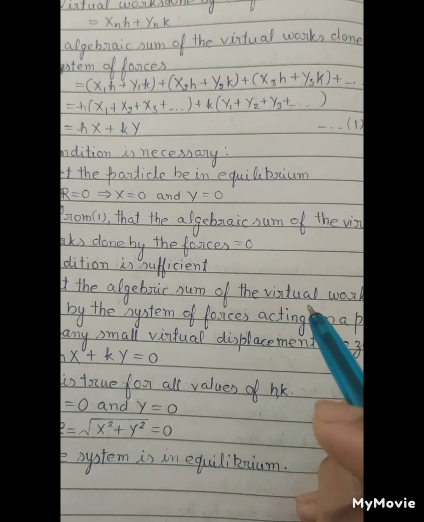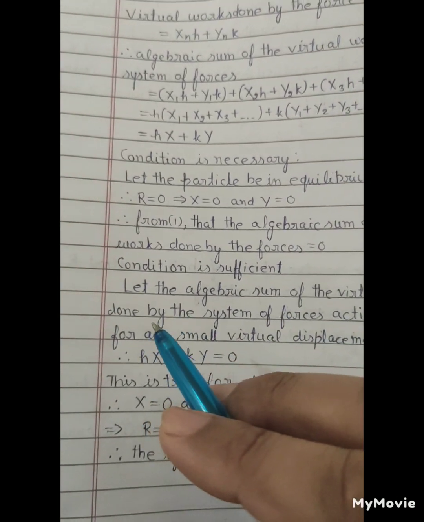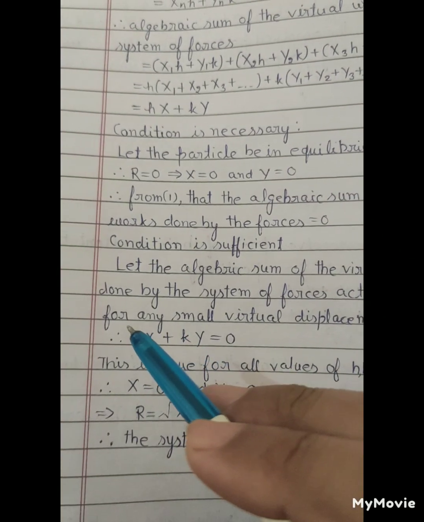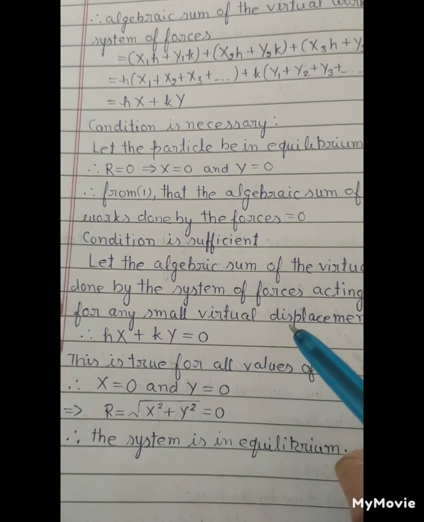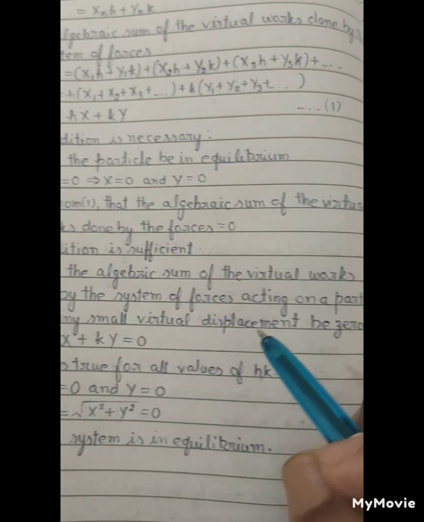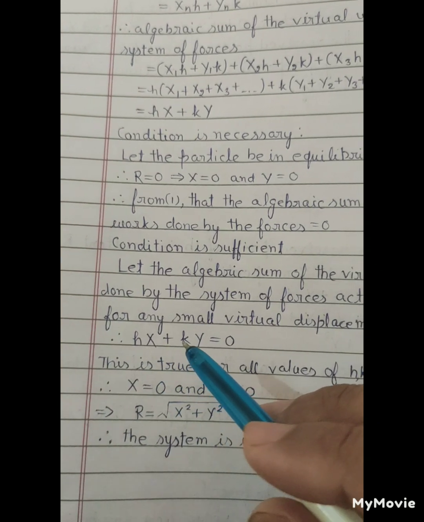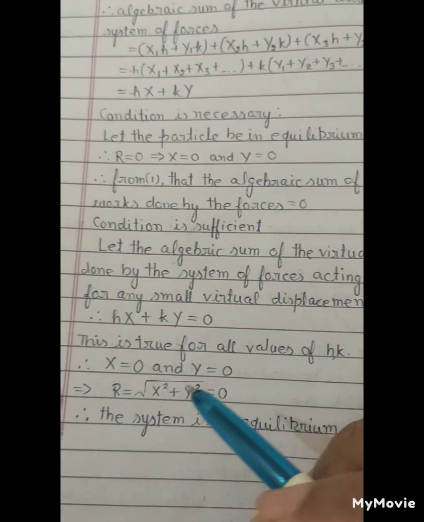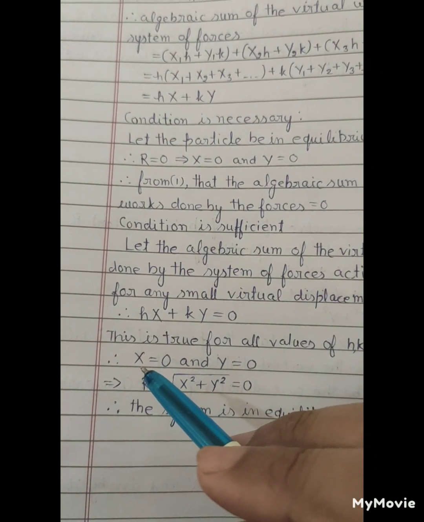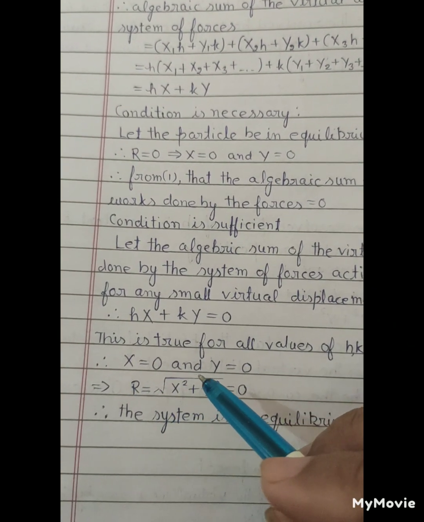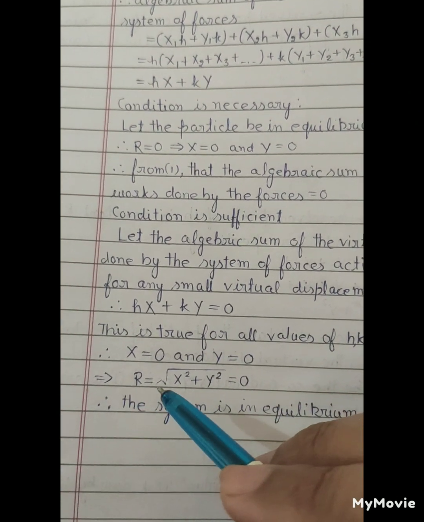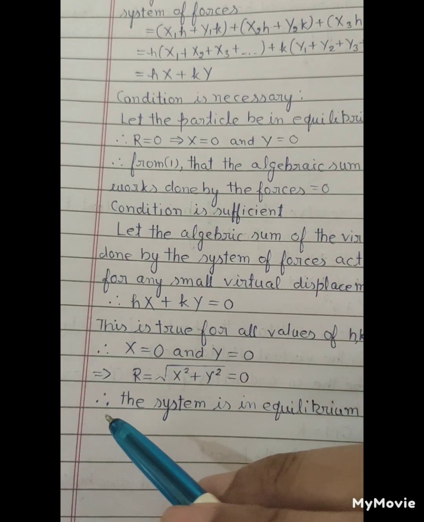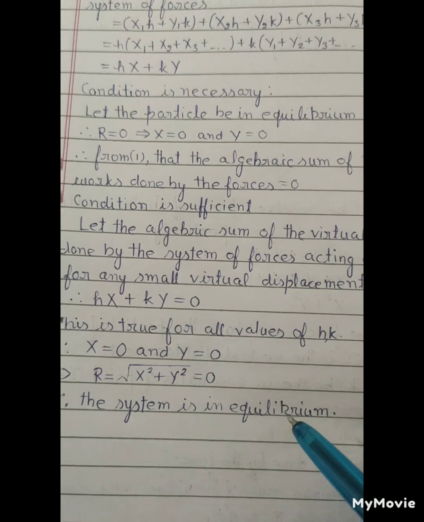Let the algebraic sum of the virtual work done by the system of forces acting on the particle for any small virtual displacement be 0. So hX plus kY equals 0. This is true for all values of h and k. So X equals 0 and Y equals 0, which implies R equals square root of X square plus Y square equals 0. So the system is in equilibrium.